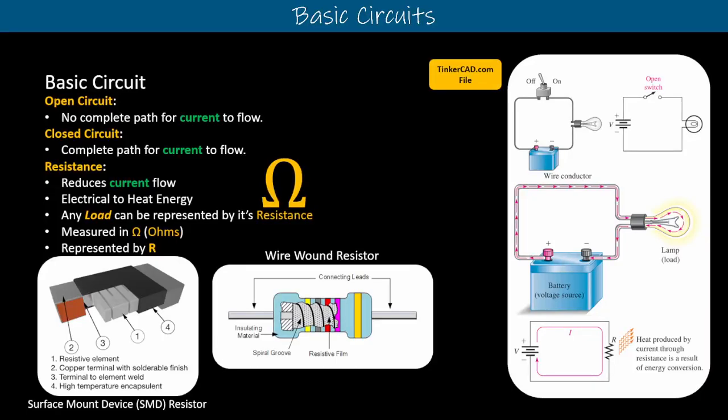Hello and welcome. In this video, we're going to talk about the basic circuit. So the basic circuit has two main states. It can either be open or closed. A closed circuit is one that allows current to flow through it.